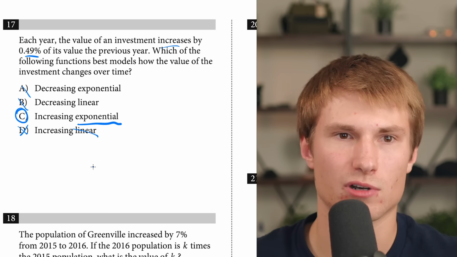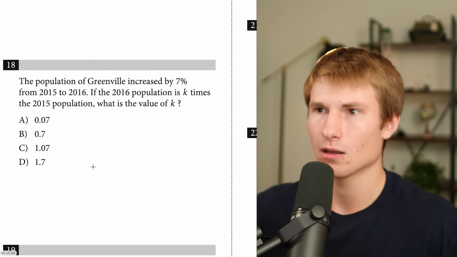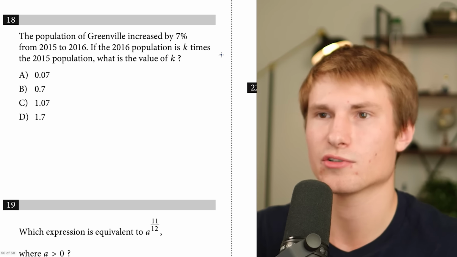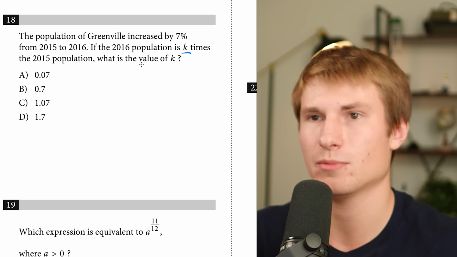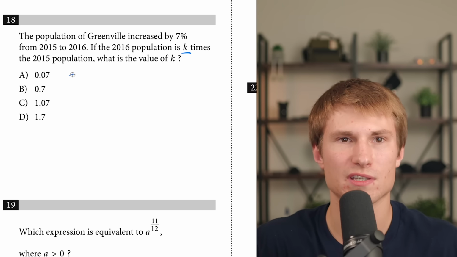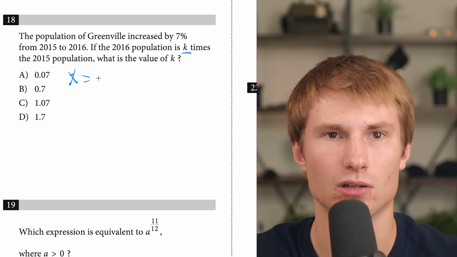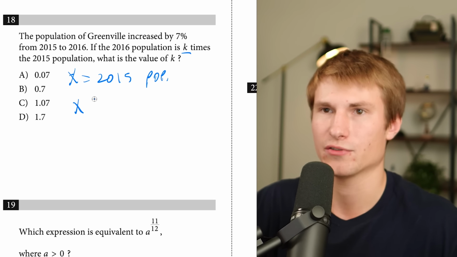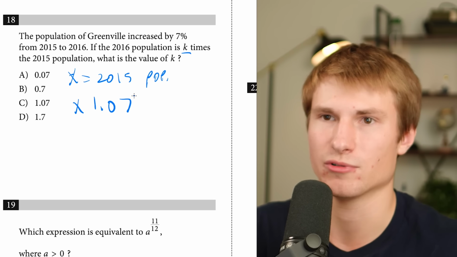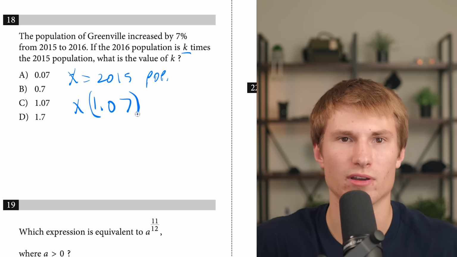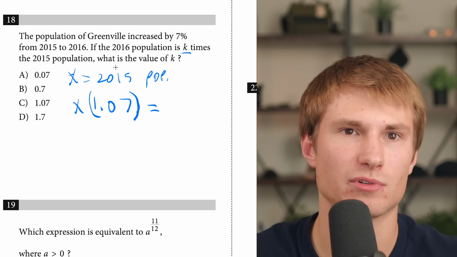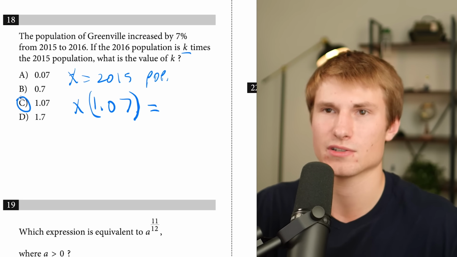All right, moving on to question number 18. The population of Greenville increased by 7% from 2015 to 2016. If the 2016 population is K times the 2015 population, what is the value of K? Well, we'll call X the 2015 population. You would multiply that by that 7% increase, which we represent as a decimal of 1.07, in order to get the 2016 population. So if the 2016 population is K times the 2015 population, the value of K is 1.07, so that'd be answer choice C.